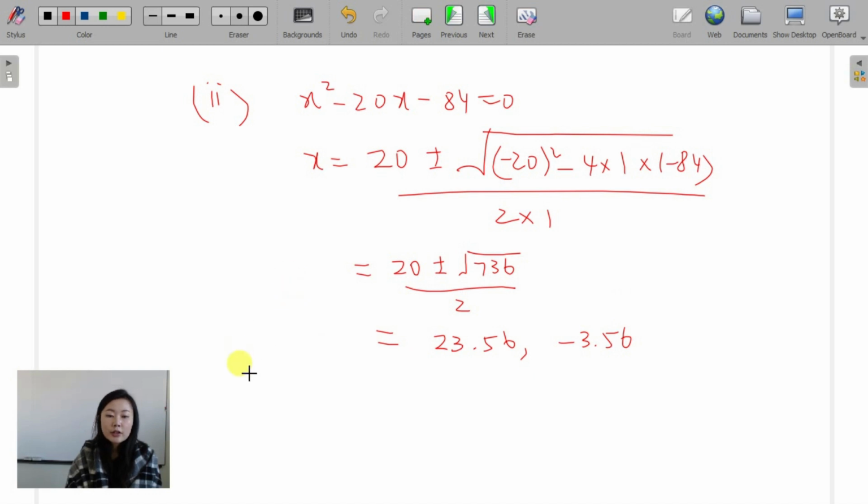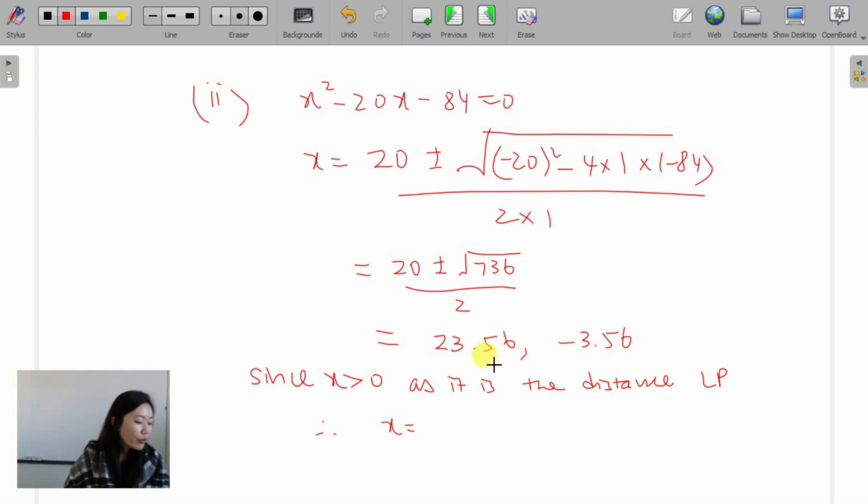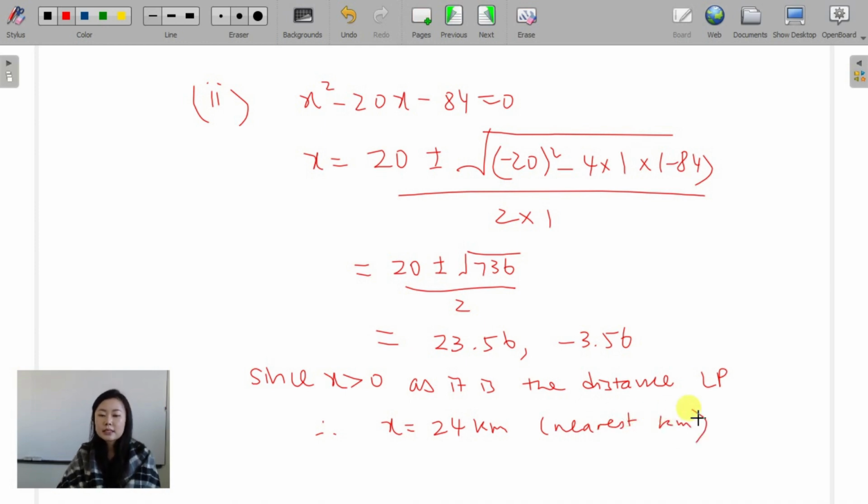Usually there's a positive and negative answer, but x should be a positive answer since it's a length. So therefore, x should equal 23.56, and it says correct to the nearest kilometer, so I'll just round it up to 24 kilometers. All right, so that's basically it.